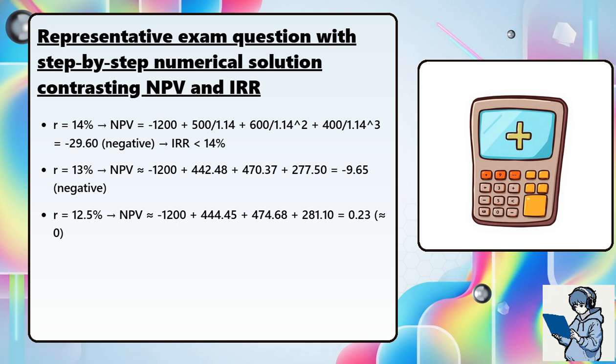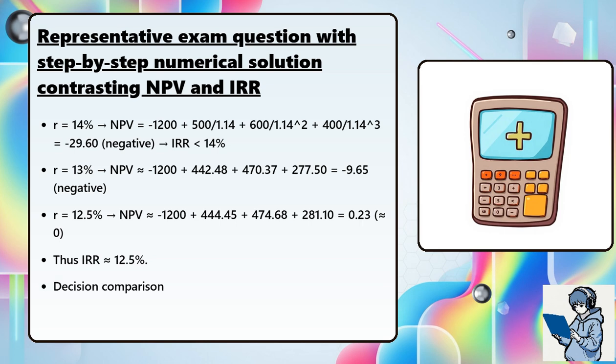R equals 12.5% gives NPV approximately equals negative 1200 plus 444.45 plus 474.68 plus 281.10 equals 0.23, approximately 0. Thus, internal rate of return is approximately 12.5%.